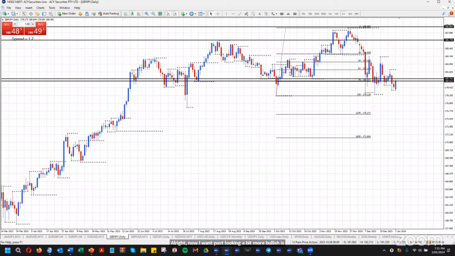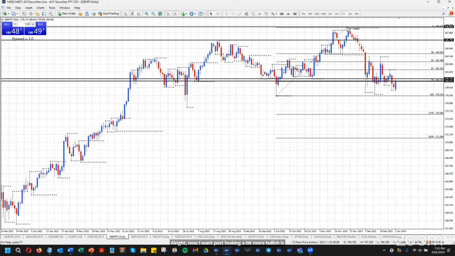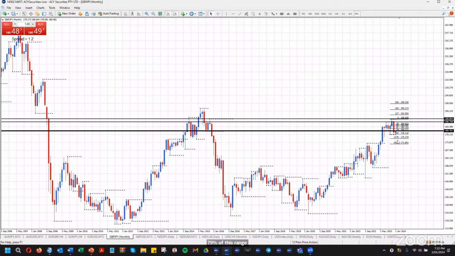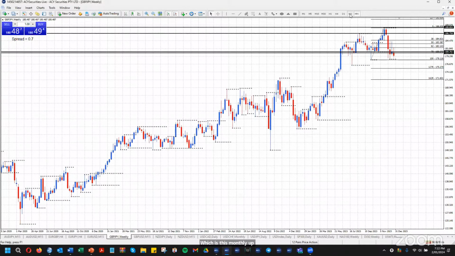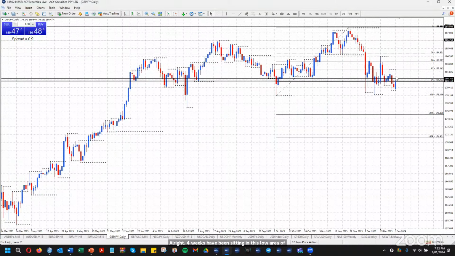79% of this range, which is this monthly uptrend, pulling back. All right. Four weeks have been sitting in this low area of the range. We actually are holding below 180.41, which is a monthly area of support or resistance. It's been resistance, became support. We're actually maybe now holding as resistance. It's a high from back in time. All right, so it's a bit messy here. It's very consolidatory.